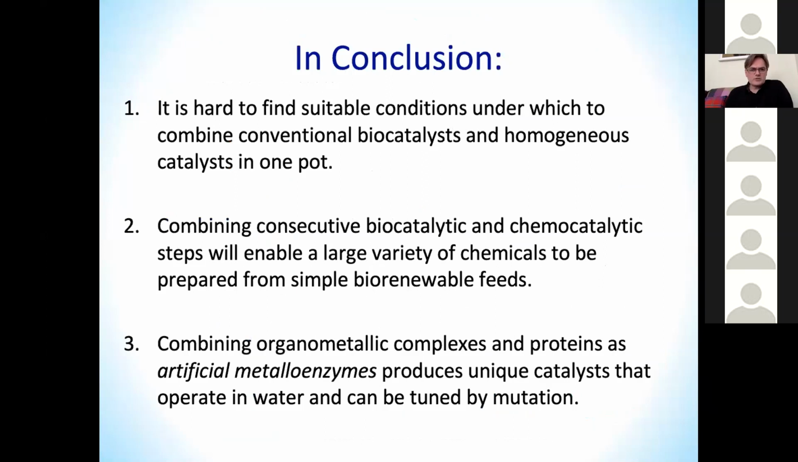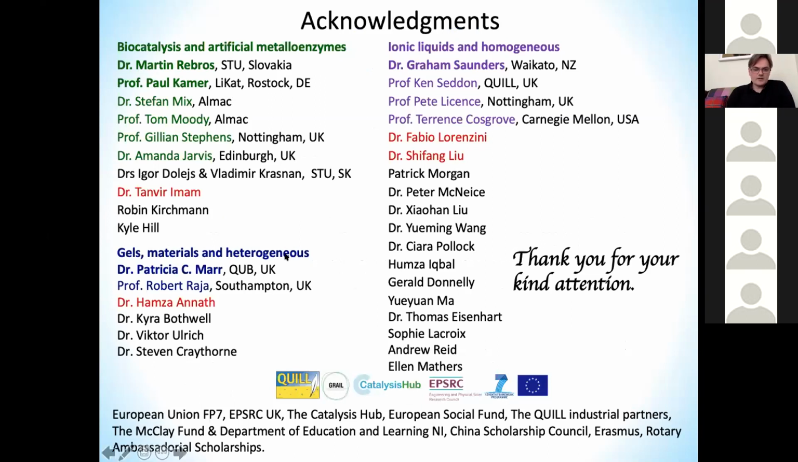And in conclusion, it's hard to find suitable conditions under which to combine conventional biocatalysts and homogeneous catalysts in one pot, but combined consecutive biocatalytic and chemocatalytic steps will enable a large variety of chemicals to be prepared from simple biorenewable feeds. And combining organometallic complexes and proteins as artificial metalloenzymes produces unique catalysts that operate in water and can be tuned by mutation. And that's it.